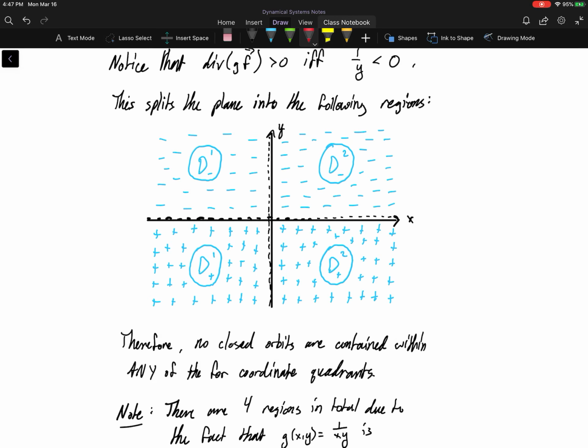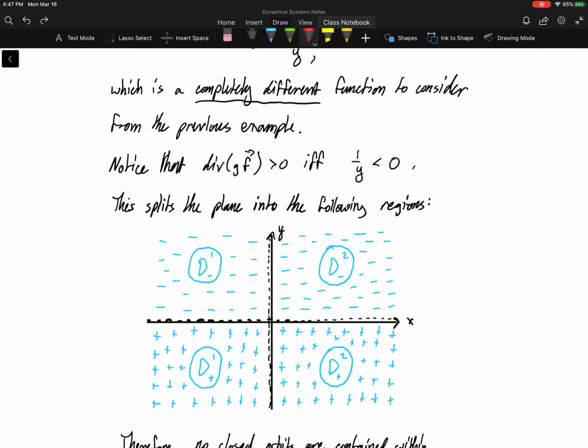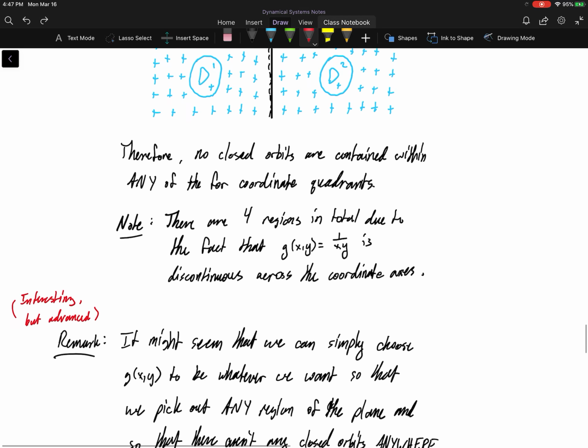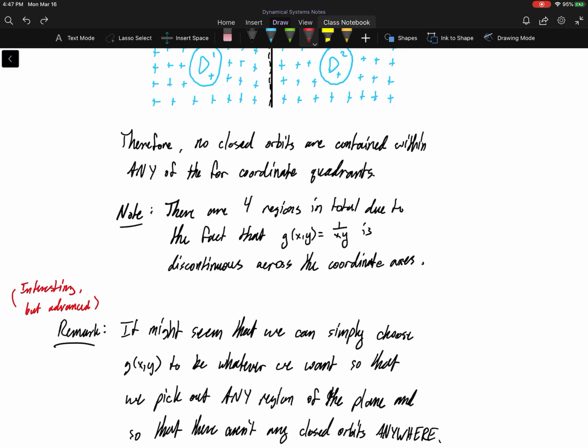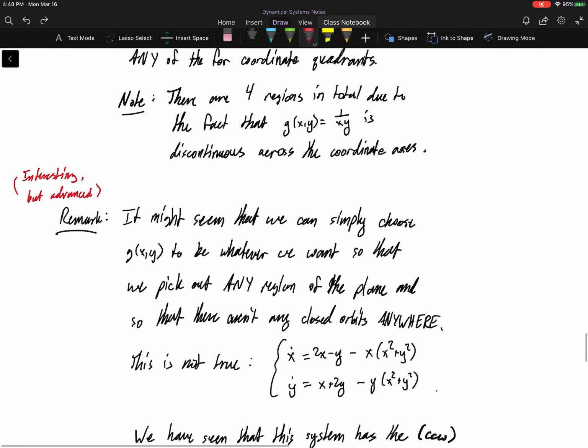Right? That's not to say that these limit cycles can't cross into different regions, just that if I tried to close up an orbit here, then Dulac says I can't do that because I have a non-sign changing divergence in that region. Okay, so no closed orbits can exist within any of the 4 coordinate quadrants. So there are 4 regions because of the discontinuities in the g function that we need to consider.